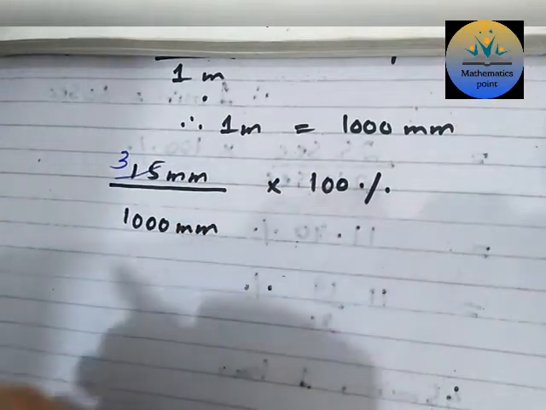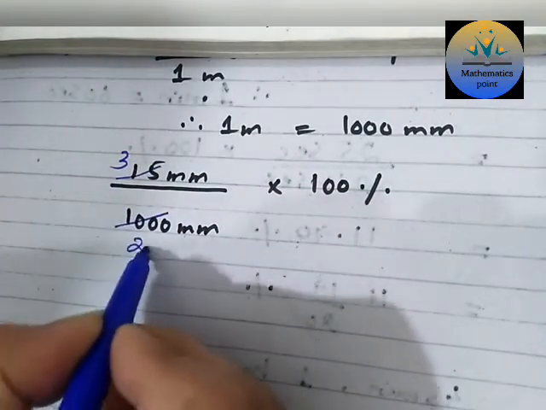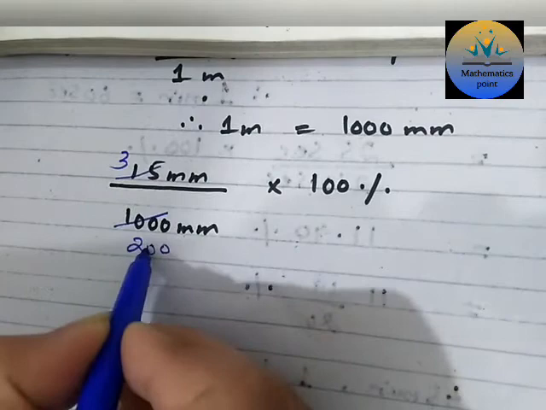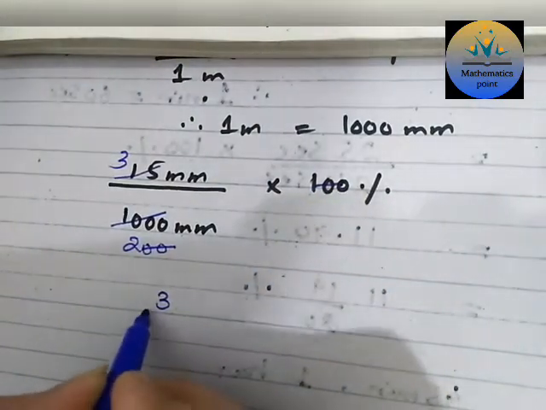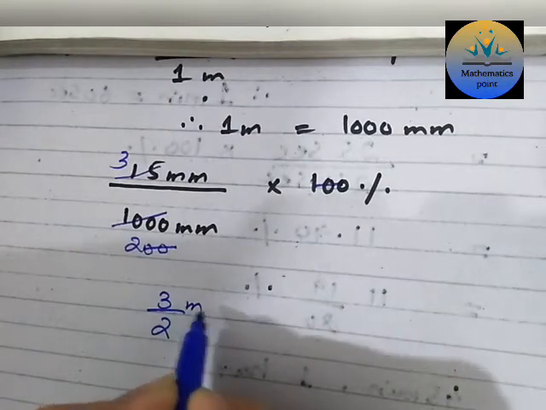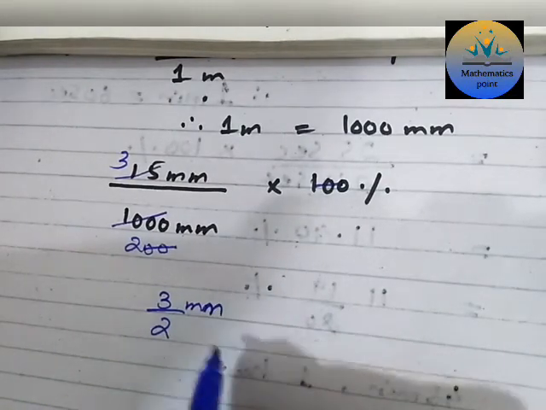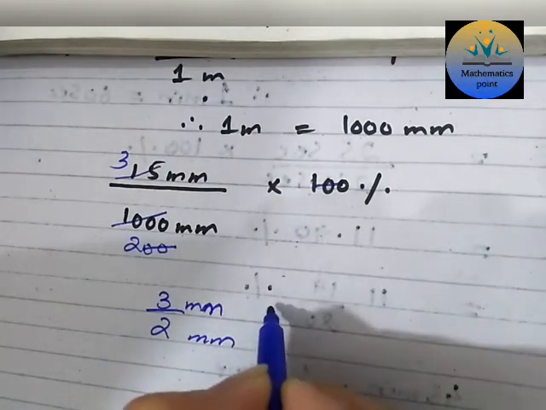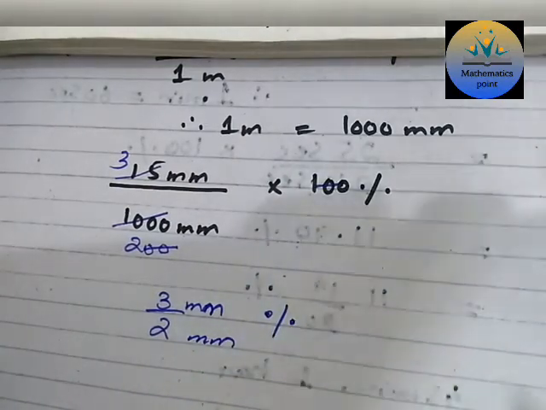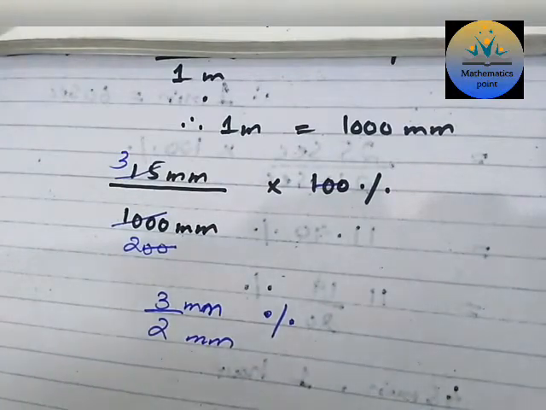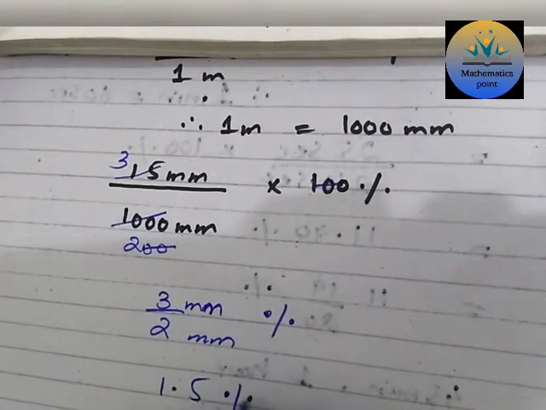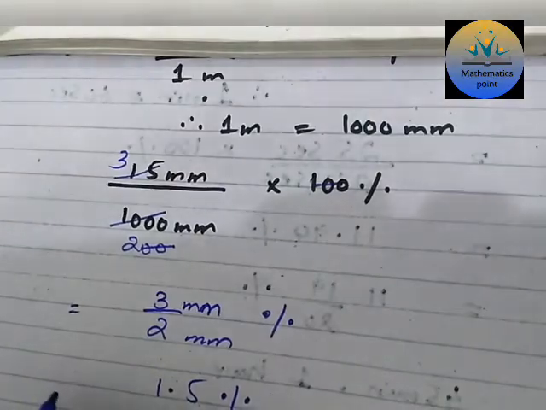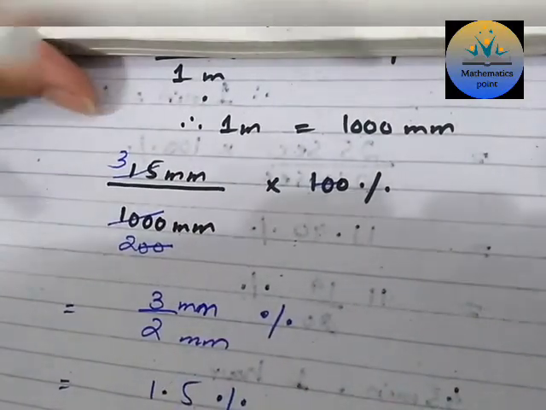5 threes are 15, 5 twos are 10, and 0 0, and then these two zeros cancel each other, so the new fraction is 3 by 2. Both are in millimeters and the percentage remains. Now we simplify it, and it will become 1.5. So the answer is 1.5%.